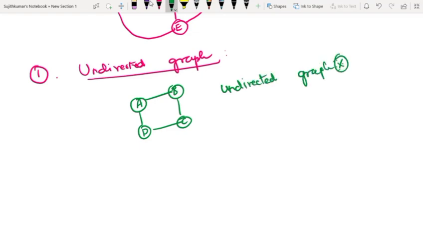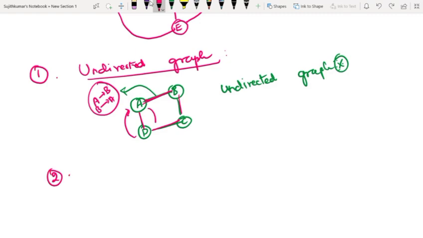Why? Because you can see that this graph doesn't have any direction. What is the meaning of the edge from A to B? It connects A to B, or I can also say B to A. It is bidirectional, which means this edge doesn't contain any direction. Likewise, the other edges don't have any direction either. I can go from D to A or A to D. They don't have any direction, and that's what we mean by an undirected graph.